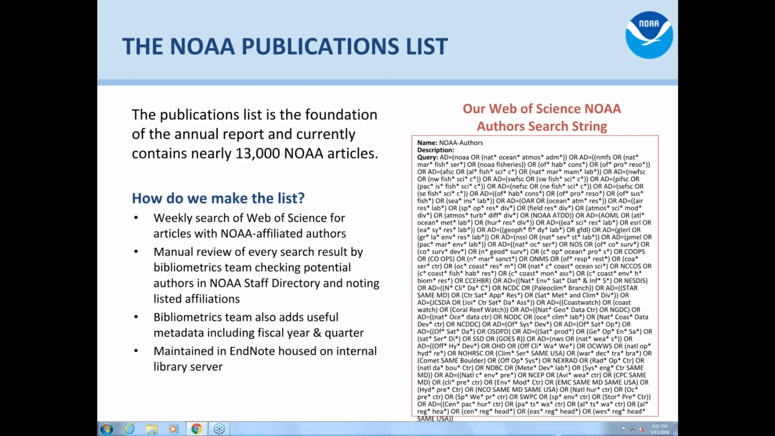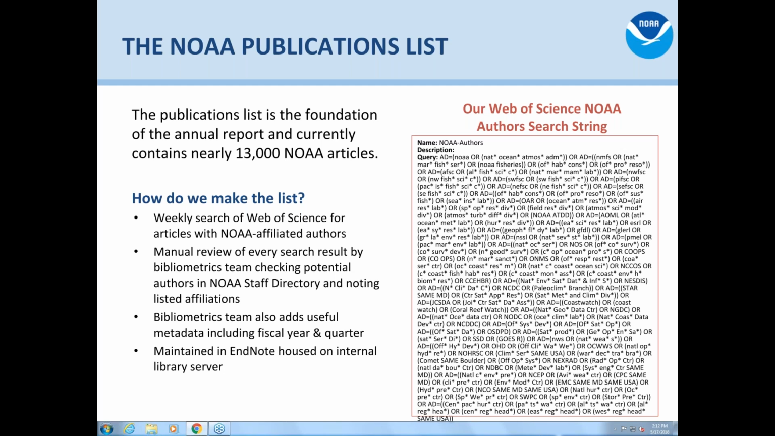So we get a lot of questions about how we put this list together. As I mentioned before, we do weekly Web of Science searches, and we do that using the search string here on the right. This is just for the NOAA authored one. We have a separate, very long search string for NOAA funded articles. This has multiple variations of NOAA, all the line offices, most of the programs. We've tried to get in all the variations possible so that we cast a very wide net, and then we look at every single result from those searches to verify that it is in fact a NOAA authored article.